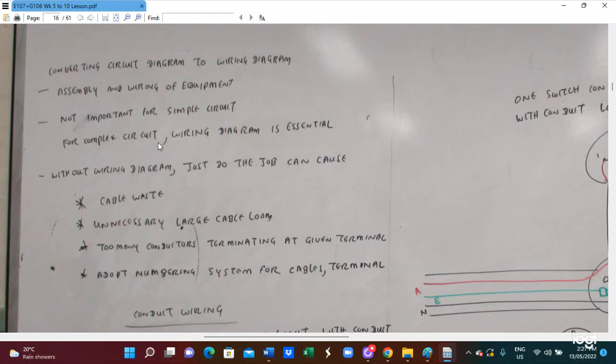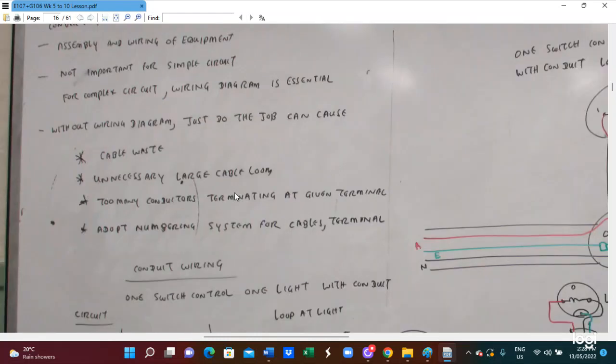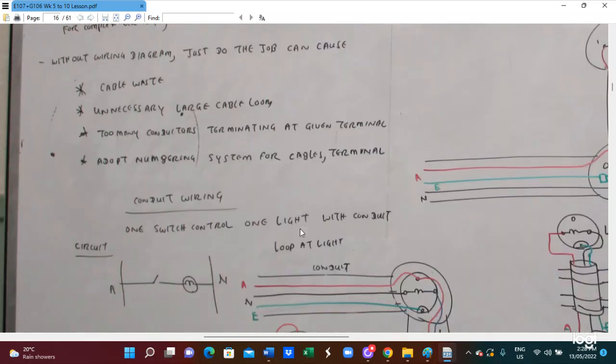For a complex circuit, the wiring diagram is essential, because before you do the electrical installation of these complex circuits, you have to do this wiring diagram. If you do the job without a wiring diagram, it can cause wasting of cable, unnecessarily long cable runs, and too many conductors terminated at a given terminal. So in this case, we have to utilize the numbering system for the cable terminals.